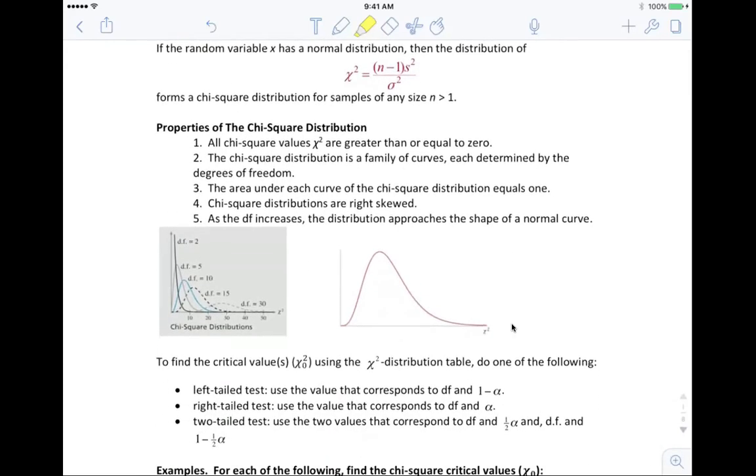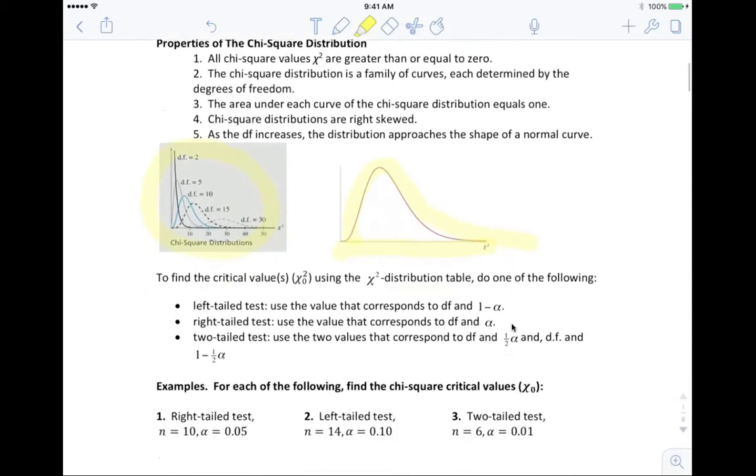It's a skewed distribution, so you can see it's kind of like a skewed right distribution. And all of these values on the x-axis are positive, so you'll never have a negative chi-square score, right? So that's kind of cool. DF is involved, so the distribution does change depending on the sample size or the calculated degrees of freedom.